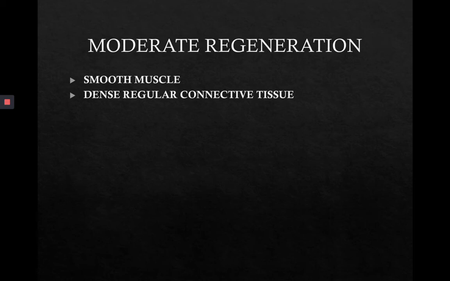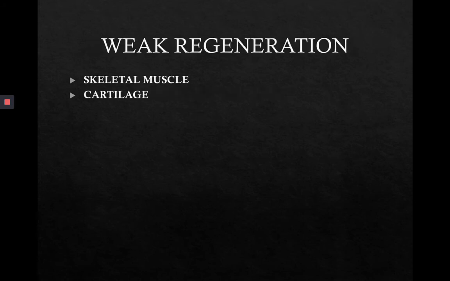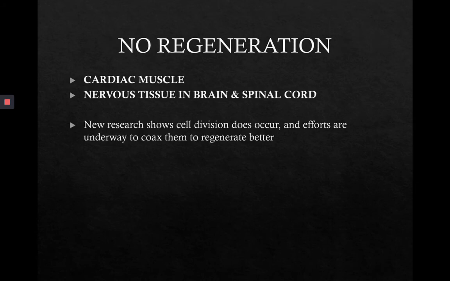Some moderate regeneration is seen in smooth muscle and dense regular connective tissue. Not as good blood supply there, like dense regular is around joints. It's hard to get blood to joints in certain locations, especially because they bend and move a lot and kind of pinch blood vessels. Then you have weak regeneration in skeletal muscle and cartilage. Remember, cartilage has no blood supply, so it's avascular. And skeletal muscle has a good blood supply, but it's very organized, and disrupting the organization is hard to repair.